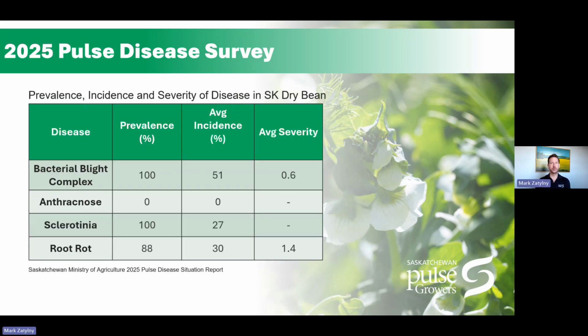A dry bean survey was conducted on 8 irrigated dry bean fields this year. Root rot showed up in roughly 1/3 of the plants that were identified.